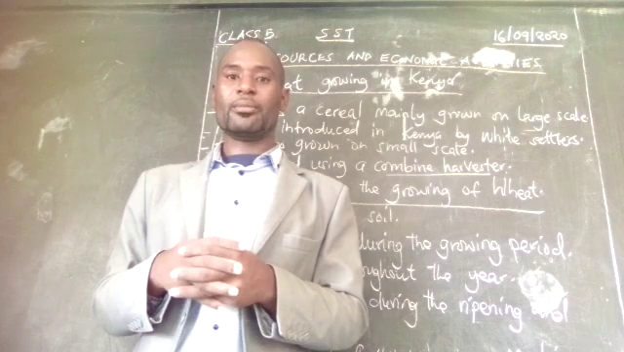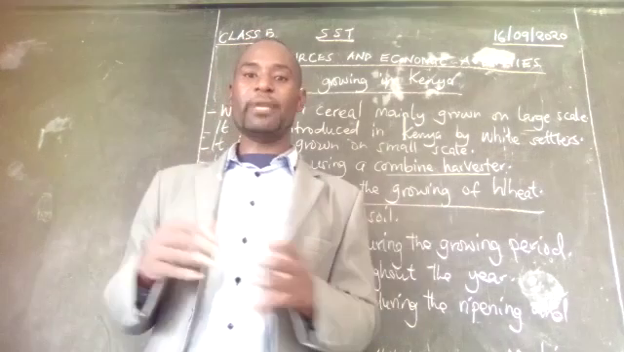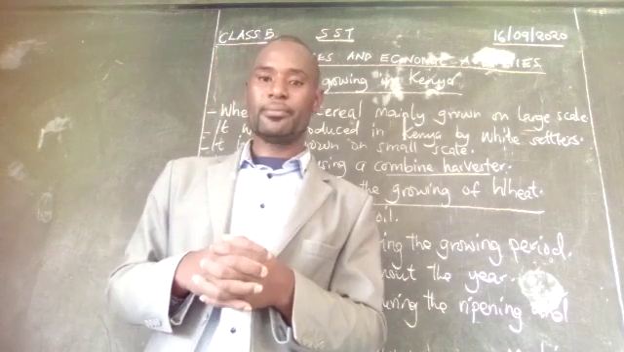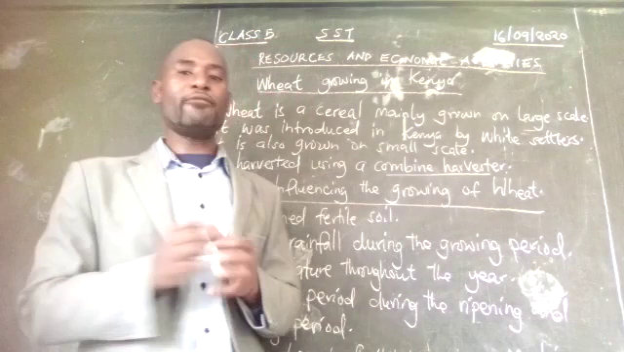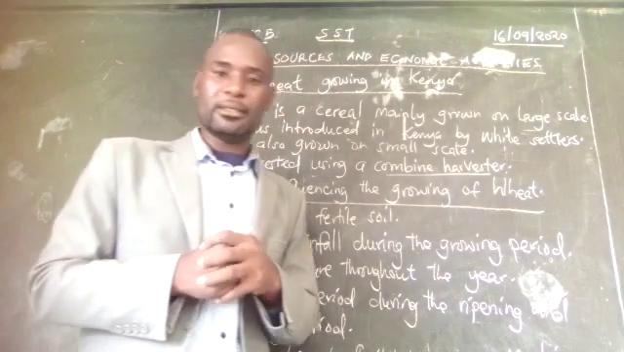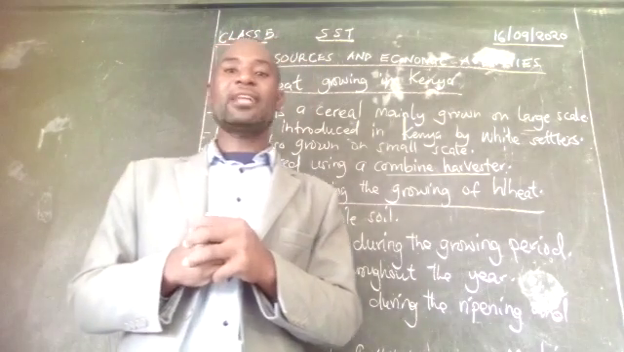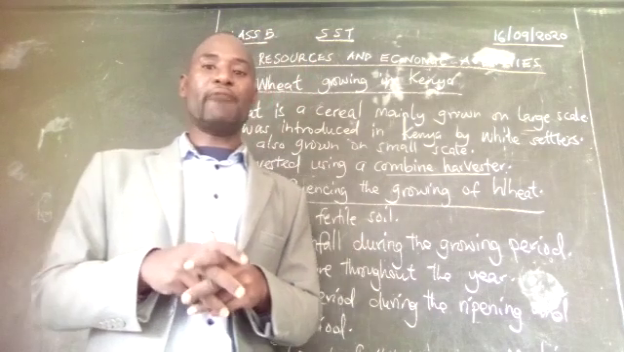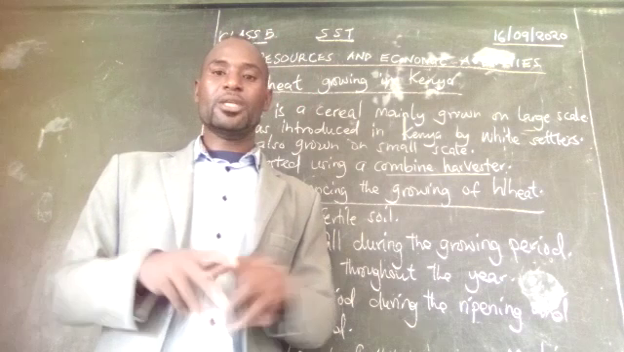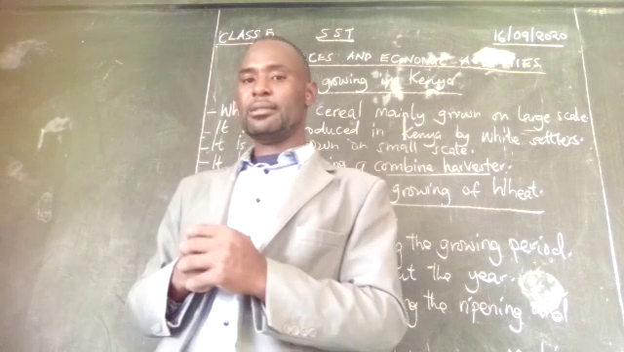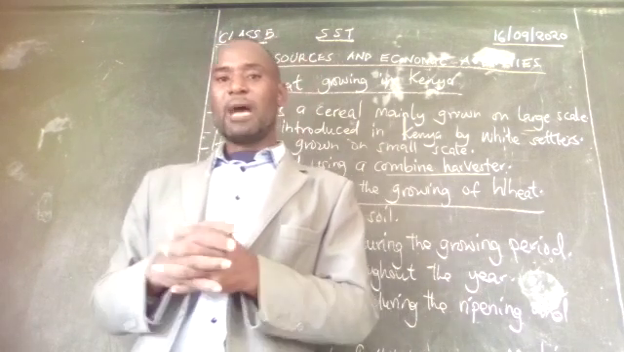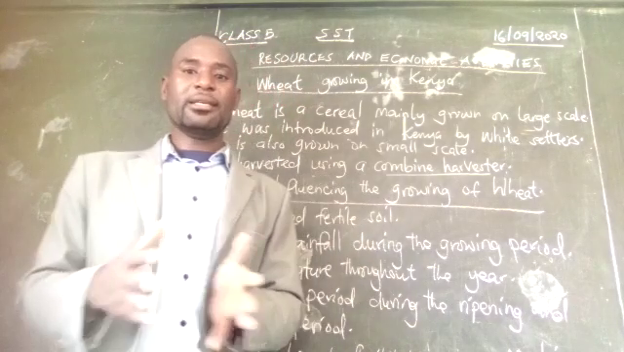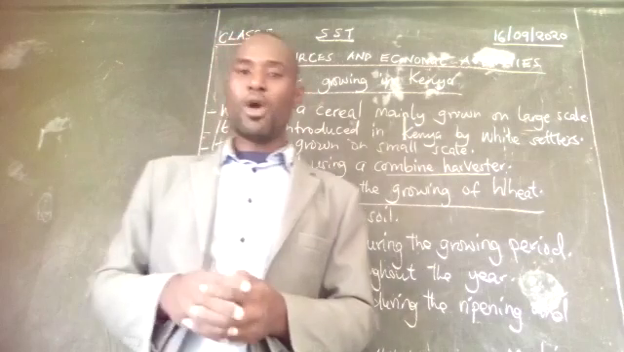Now, during harvesting of wheat, a machine is used. The machine that is used to harvest wheat is called a combine harvester. So for wheat to grow very well, it requires some conditions. So let us look at the factors that influence the growth of wheat.